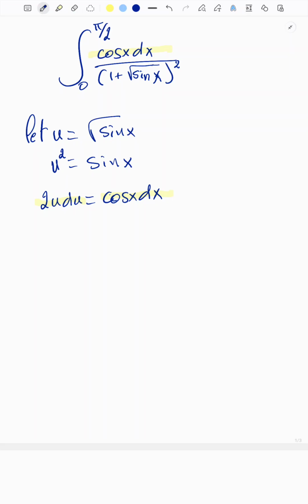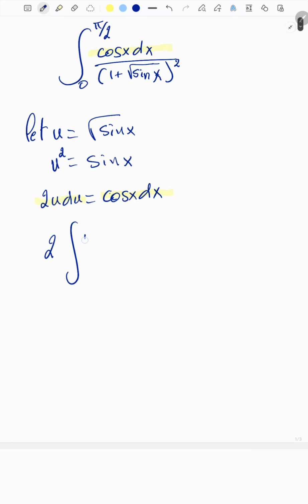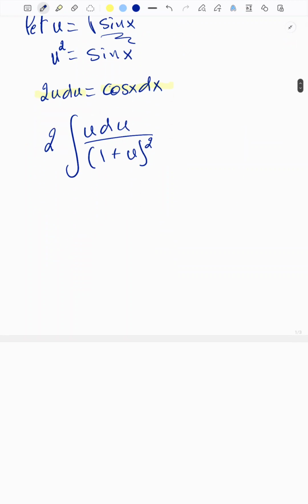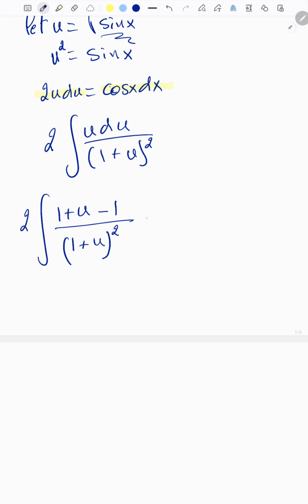But because 2 is a constant, I can put it outside my integral. It becomes 2 times the integral of, instead of cosine x dx, u du, divided by 1 plus, instead of square root of sine x, u, all to the power of 2. Now if I look at that integral, I have u in my numerator and 1 plus u in the denominator. Let's rewrite it in a better way. So my integral becomes the integral of (1 plus u minus 1) divided by (1 plus u) squared du.